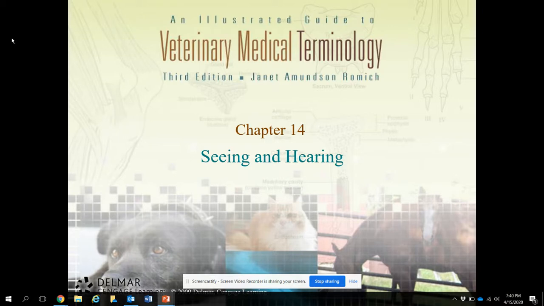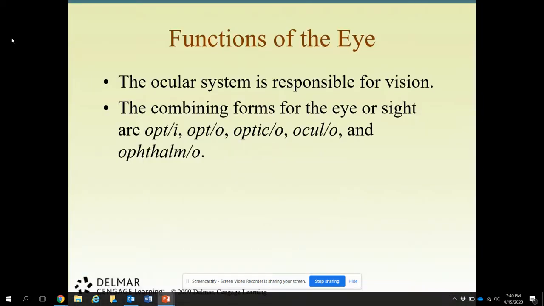So we're moving on to chapter 14, seeing and hearing. The ocular system is responsible for vision. The combining forms for the eye or sight are opti, opto, optic, ocul, and ophthalm.